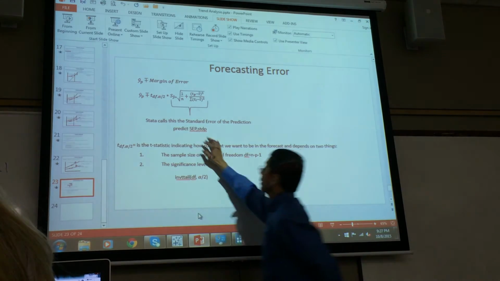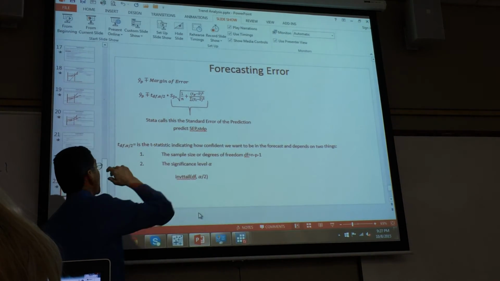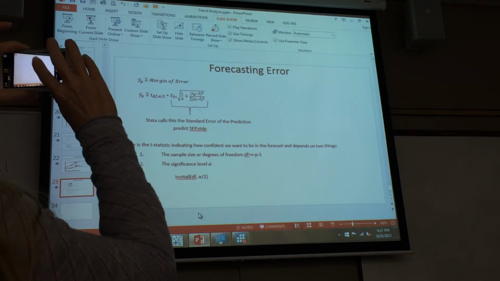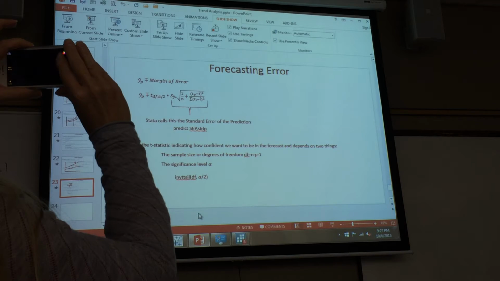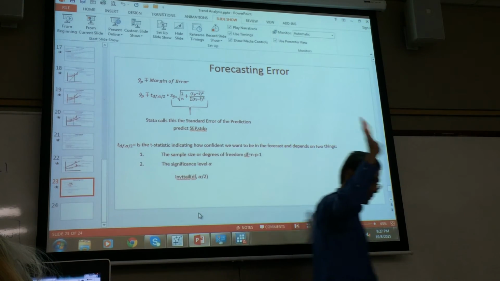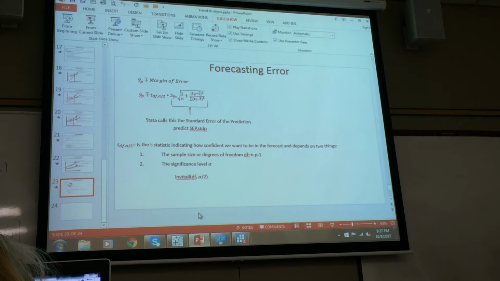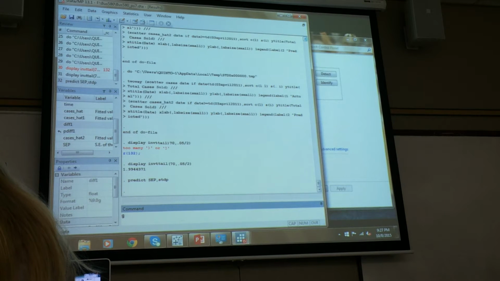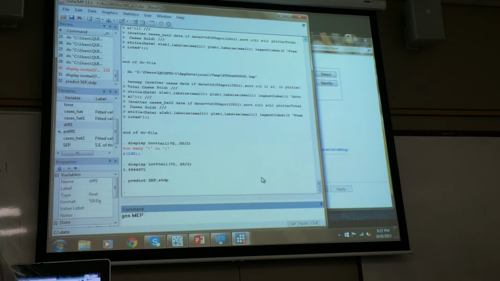So I take my standard error of the prediction, I multiply it by that t statistic, and that gives me my margin of error. So I just do the math. Gotcha. So I'm going to generate a new variable called MEP. Guess what that stands for? Margin of error of the prediction.